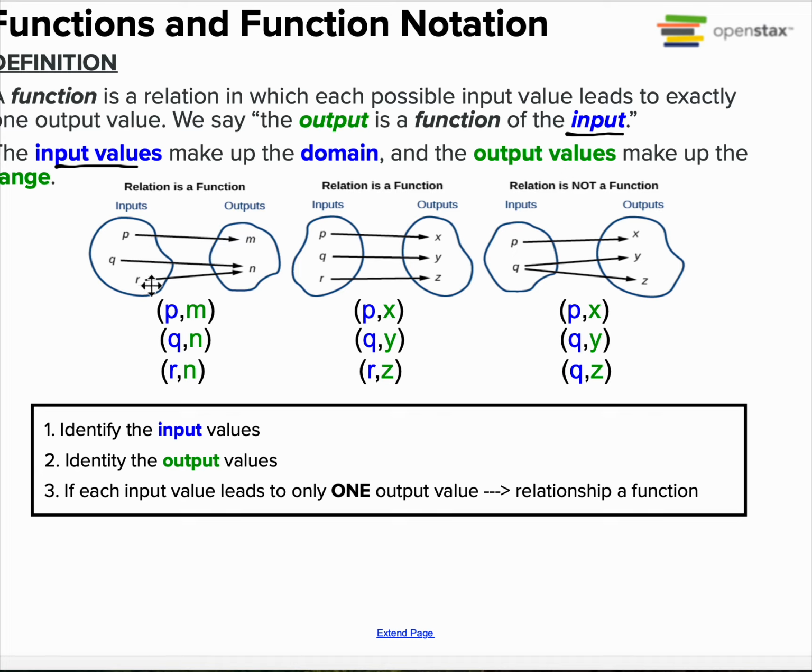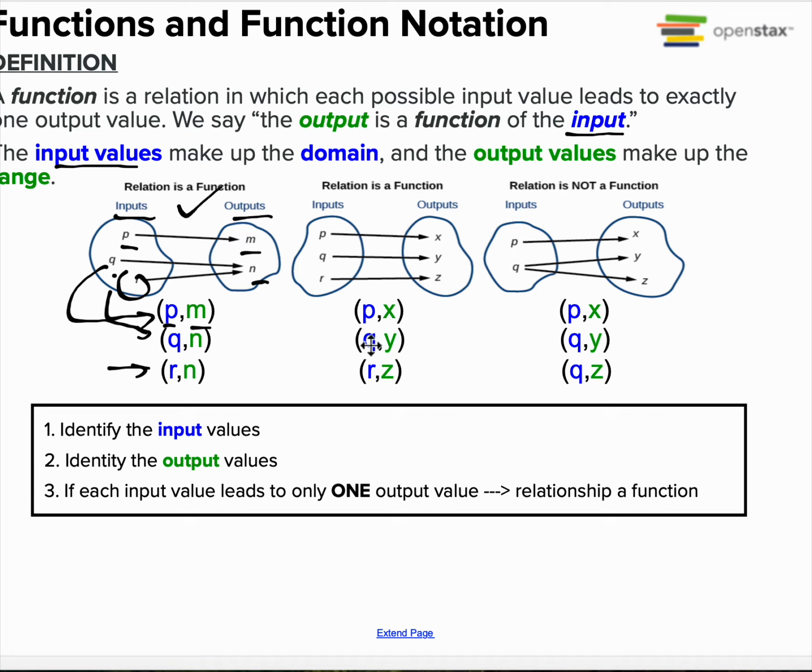So if I look here at this relationship, I've got my inputs and outputs. When I input P, I output M. I can write it as an ordered pair here. When I look at Q, when I input Q, I get an output of N. And then when I input R, I get an output N. So this is actually okay because all of my inputs have only one output. So this is a function.